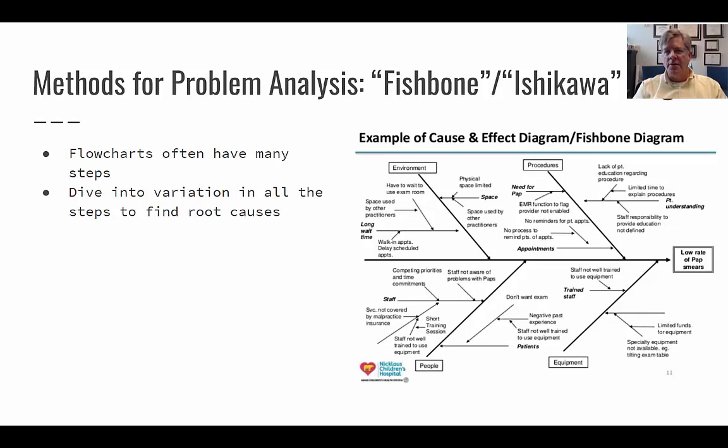So you have those basic categories, and then you dive down into specific characteristics of each of those categories. So in the people category, there are staff and patients involved. In the staff category, there may be competing priorities, they may not be aware of problems with Pap smears, etc. So you can see how in each of these ways you can sort of drill down on potential causes and potential things to fix in your PDSA cycles.